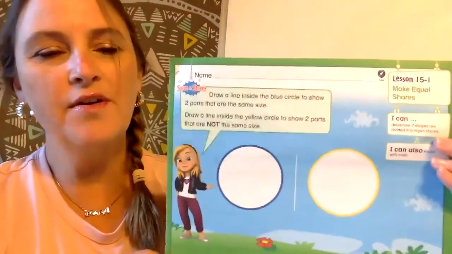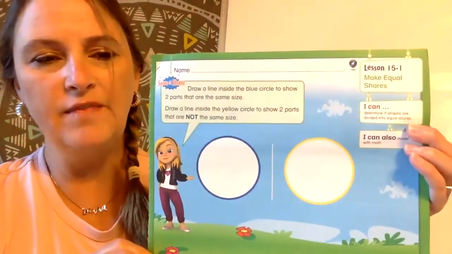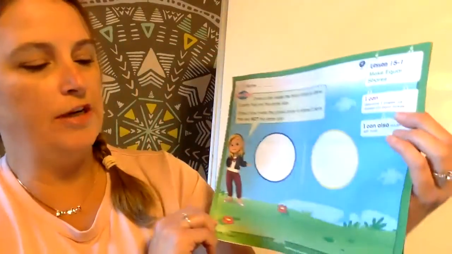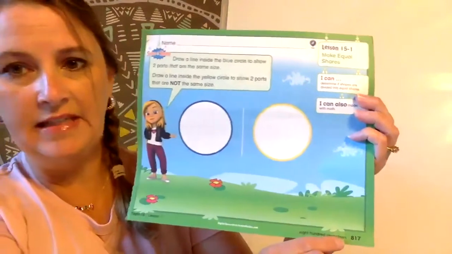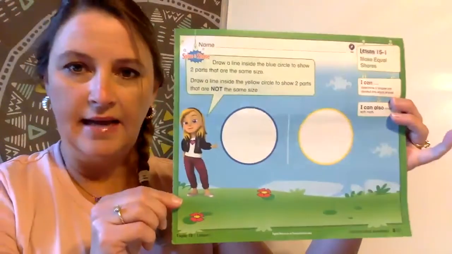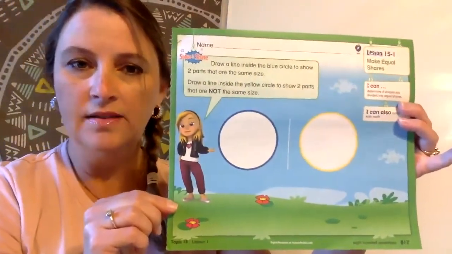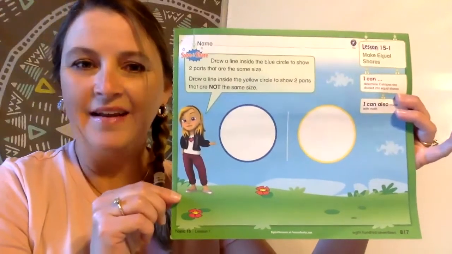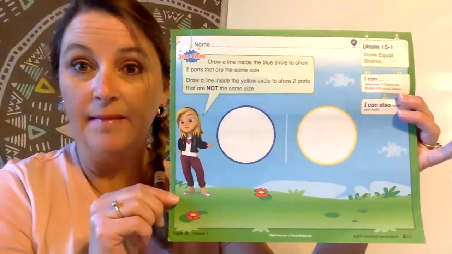Okay, so we're going to begin topic 15, lesson 1, and it's called More Equal Shares, and it starts on page 817. So if you haven't gotten this out of your bag yet, go ahead and pause the video and go and grab that, and then you can come back and join us.